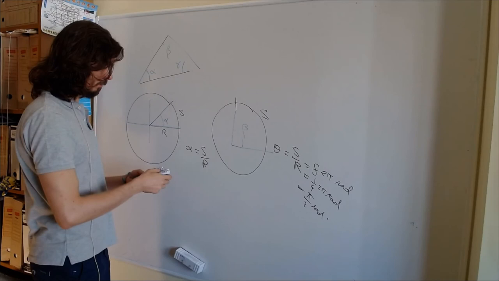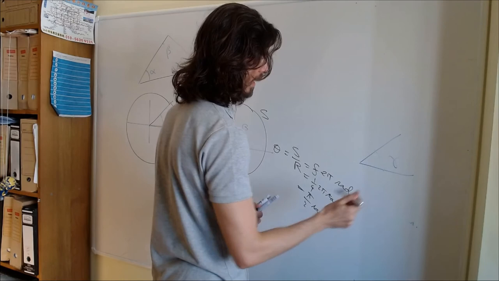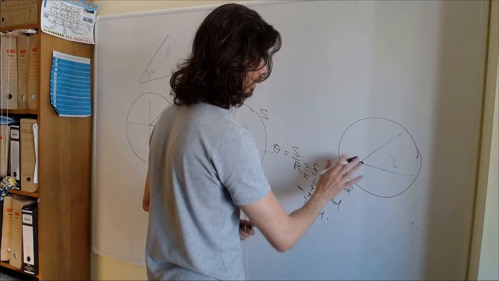The last one is like this. This is gamma. Again, you put the circle centered on this point. And now you just do it again. You measure this S and divide by R. Okay?